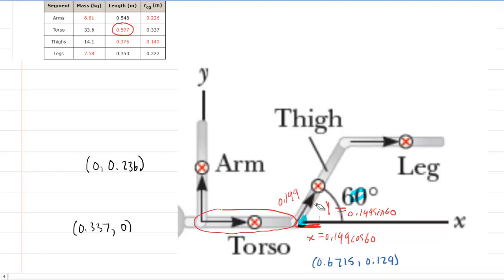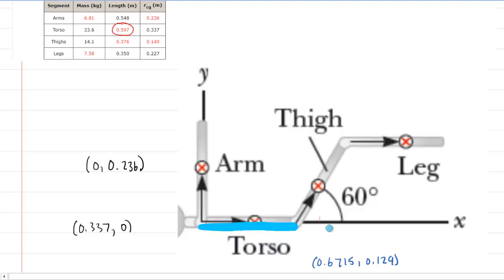Finally, we can move on to the leg. Let's clean this up a little bit first. Now, the leg is going to have an x-coordinate that's a little tricky to find. We're going to have to add the length of the torso plus the length of this distance right here plus the length of that vector right here. Now, we know the length of the torso. That's 0.597. We know the distance to the center of gravity along the leg. That's given in the table as 0.227. But to find this, which we'll call x, we're going to have to do another little round of trigonometry.